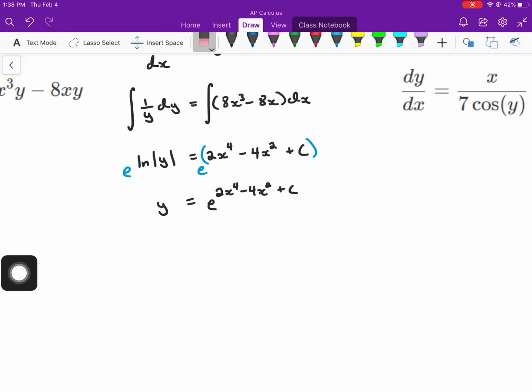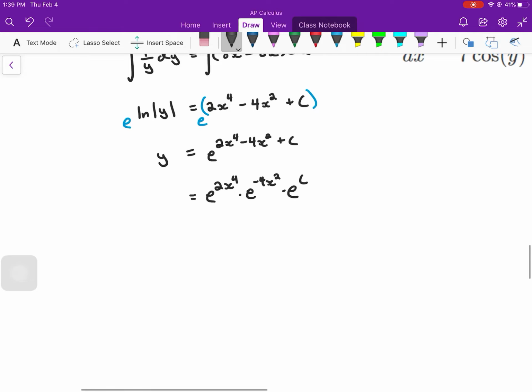So I'm going to do something similar here. I'm going to take this and write it as e to the 2x to the 4th times e to the negative 4x squared times e to the c. And then e to the c is just c, so this becomes e to the 2x to the 4th times e to the negative 4x squared times c.